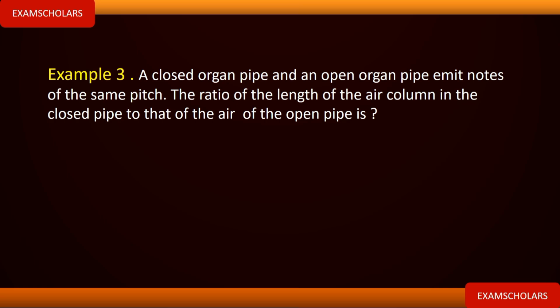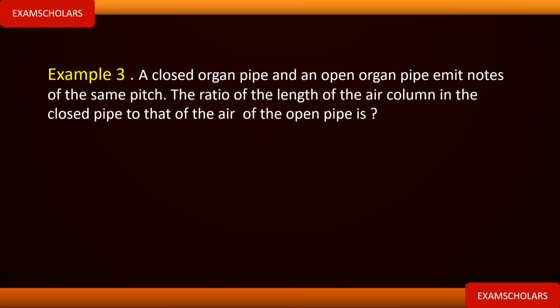Let's see how to solve this beautiful question, which is: a closed organ pipe and an open organ pipe emit notes of the same pitch. The ratio of the length of the air column in the closed pipe to that of the open pipe is? Since the notes are of the same pitch, it means that they have the same frequency. So let's understand this question very well. Notes of the same pitch, notes of the same frequency. So we want to find the ratio of the air column in the closed pipe to that of the open pipe. We are talking about vibration of air in closed pipe and open pipe.